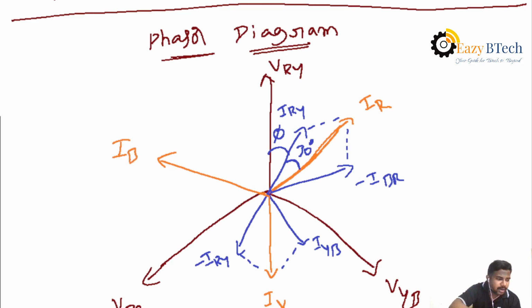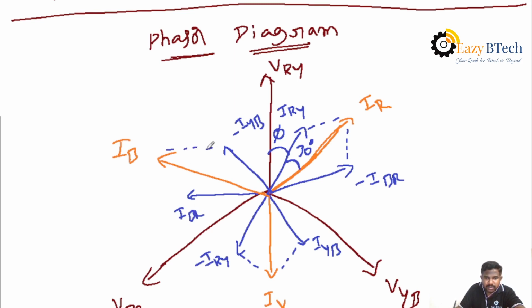Then the IB current can be formed, and IRY can be drawn in the opposite side, that is minus IYB, and another current is the combination IBR. Then the vector sum of these two currents, we will get IYB. Okay, then same between the line currents and phase currents, the value of the phase angle is 30 degrees.